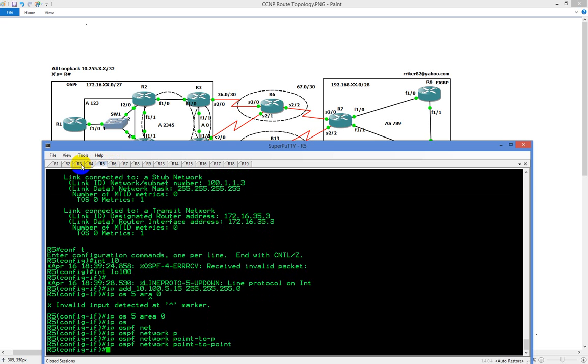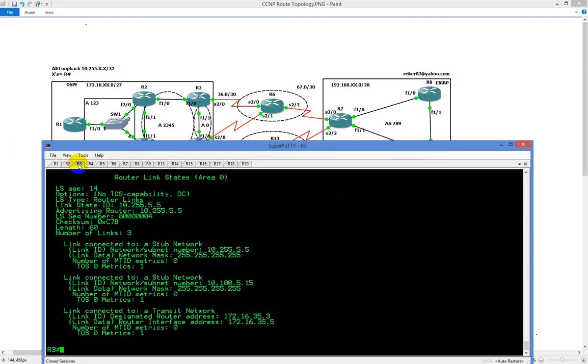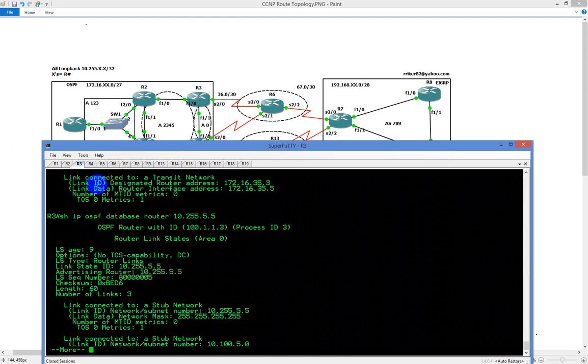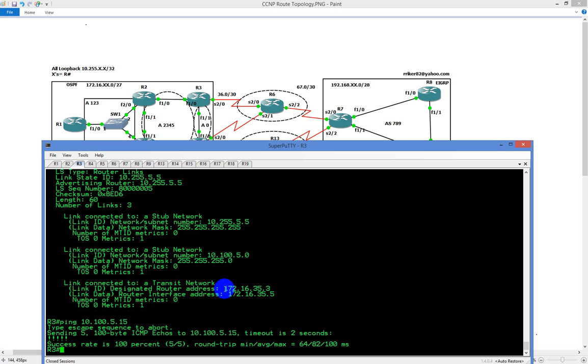Well, to fix that, we can type in ip ospf network type as point-to-point. Okay, now we go back to 3, and on 3, we're going to hit the up arrow. And notice the LSA age is 14. We're going to hit enter. The LSA age is 9. And now look what happened. 10.100.5.0/24. Can I still reach it? Ping 10.100.5.15. I certainly can. That's a good sign. And everything's working. So that's how LSA updates.